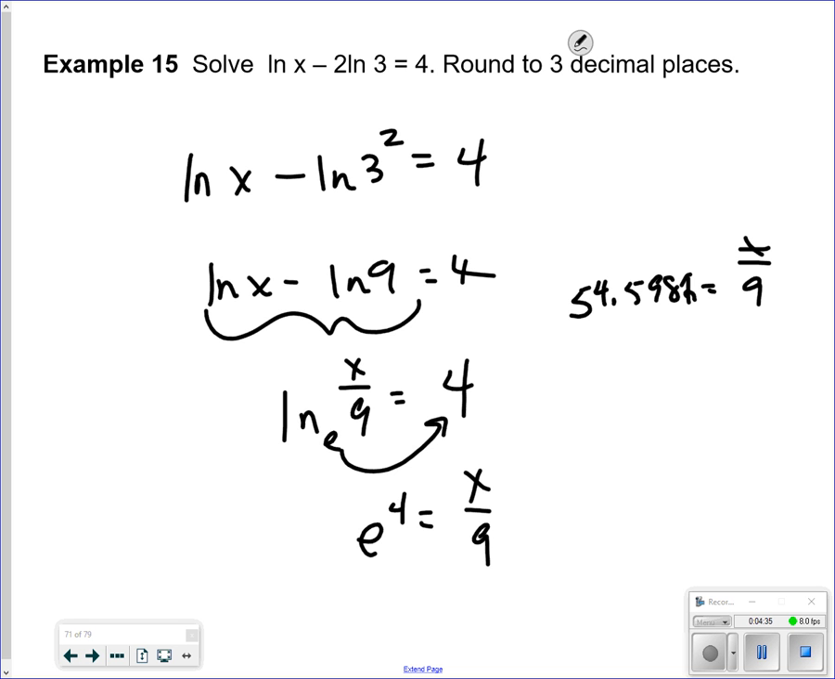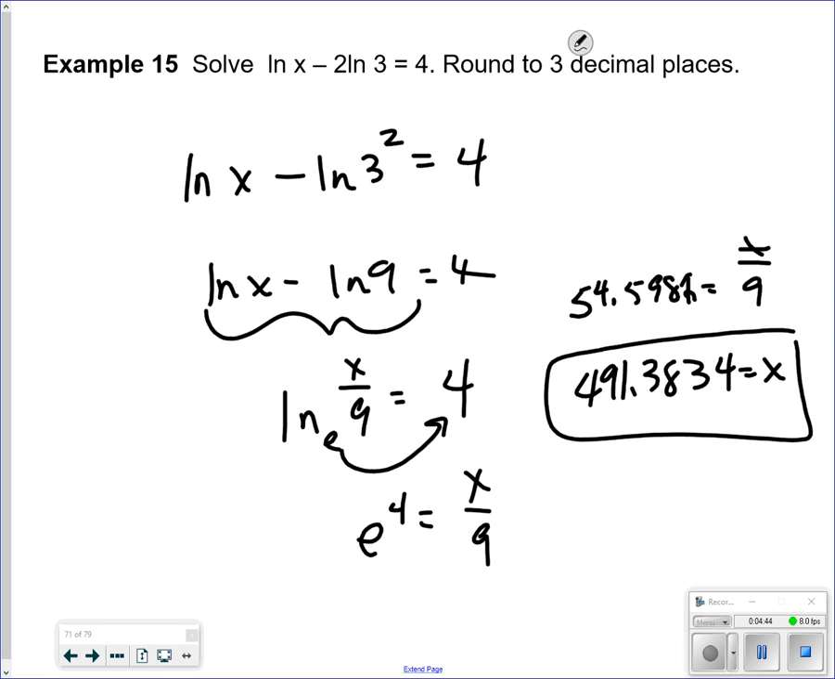Multiply both sides by 9. So 491.3834 is what I am getting when I round to 4 decimal places. Oh, it asked me to round to 3 decimal places, so forget about the 4 there.